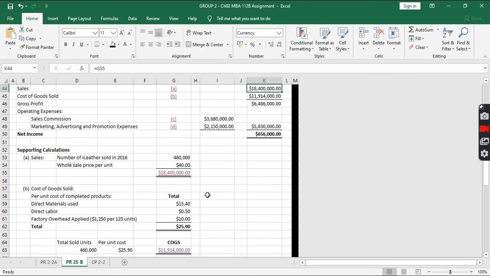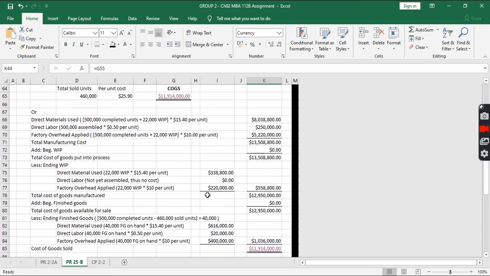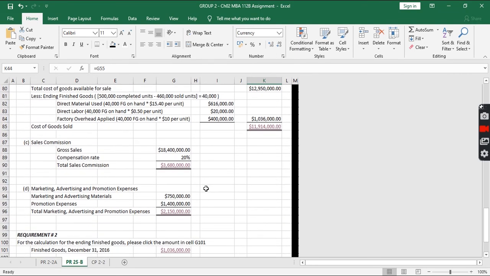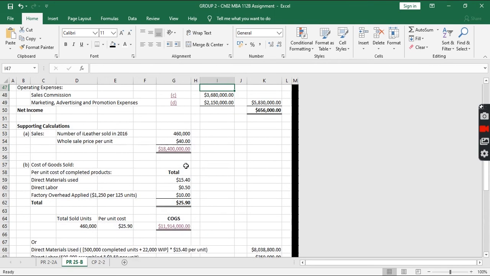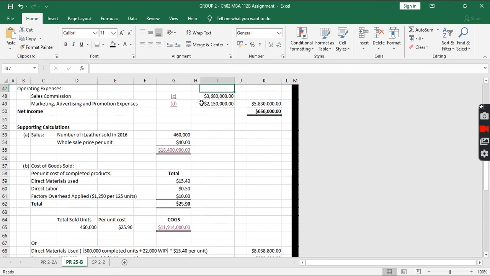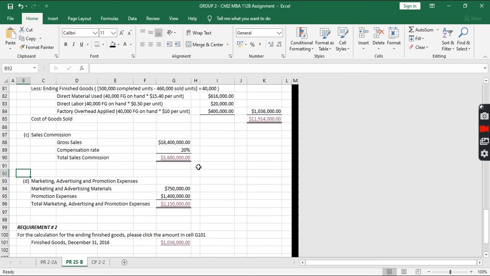For our sales commission, remember that our sales commission is 20% of our total sales. So total sales of 18,400,000 multiplied by the commission rate, our total sales commission is 3,680,000 as seen here. For our marketing, advertising, and promotion expenses, it was indicated above that there were marketing and advertising materials amounting to 750,000 used during the beginning of the year, and our promotion expenses totaling $1.4 million.